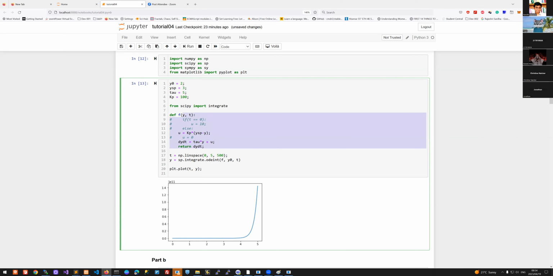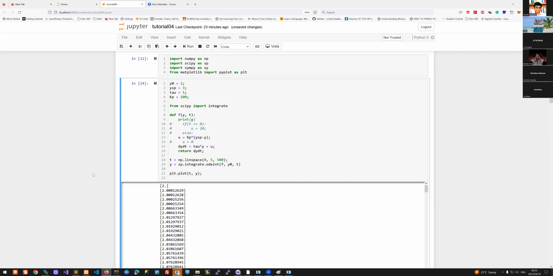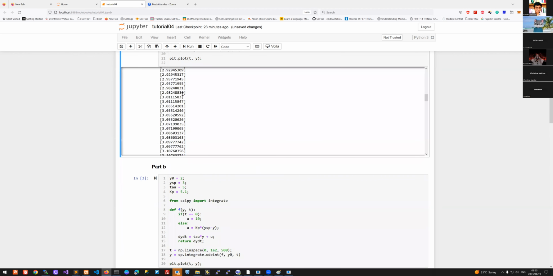Maybe just to check there, a few more people coming. Is everyone familiar with SciPy's ODE integrator? How many, hands up, have used SciPy's ODE integrator? Okay, I'm not seeing any hands there, but maybe then just to mention, if you look at what it's doing, if we print y here and run this, you can see all the values of y that it's going through. And we did talk a bit about this in class.